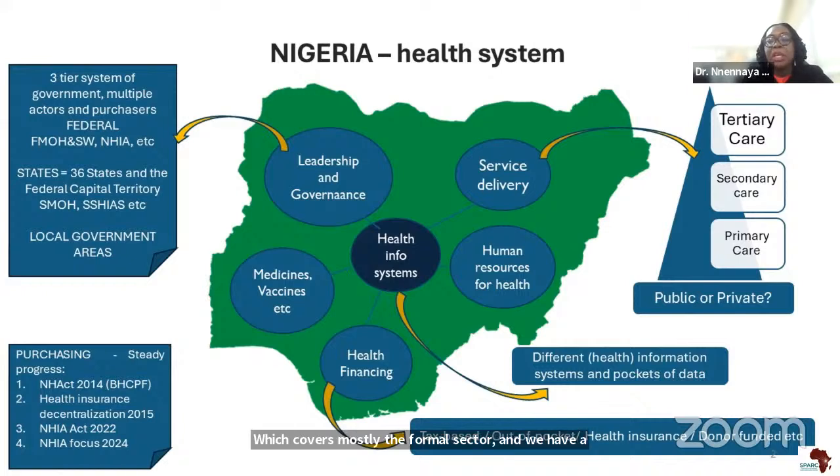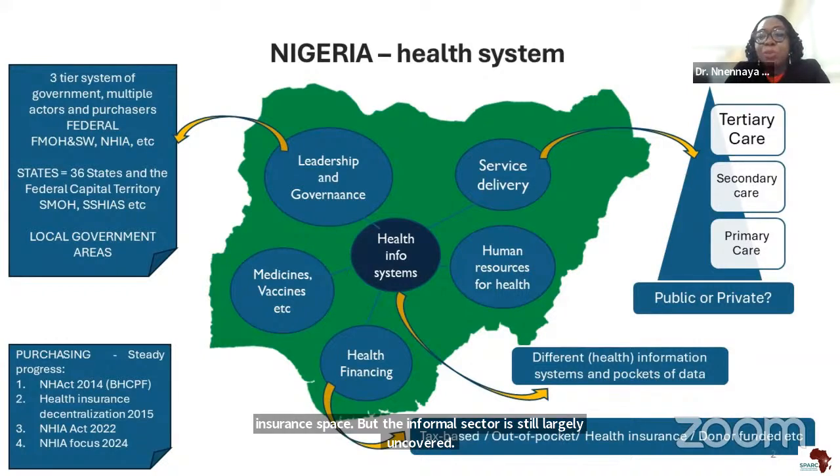which is still largely uncovered, even though health insurance coverage has actually moved from about 16 million people at the end of last year to about 18.5 million in 2024. So there's progress within the health insurance space, but the informal sector is still largely uncovered. We also have donor funding and some vertical programs as well. That gives you a sense of how complex the system is.